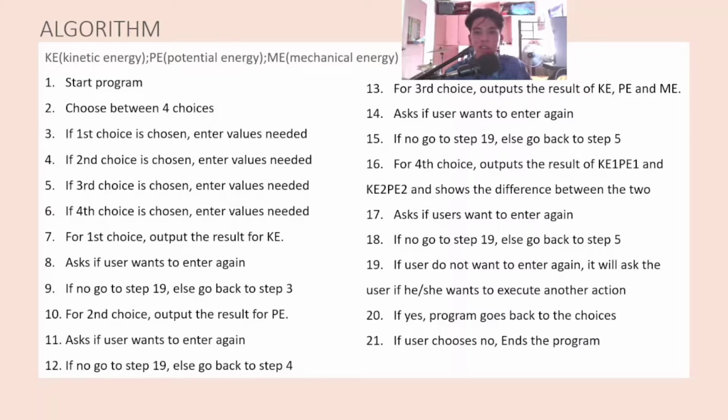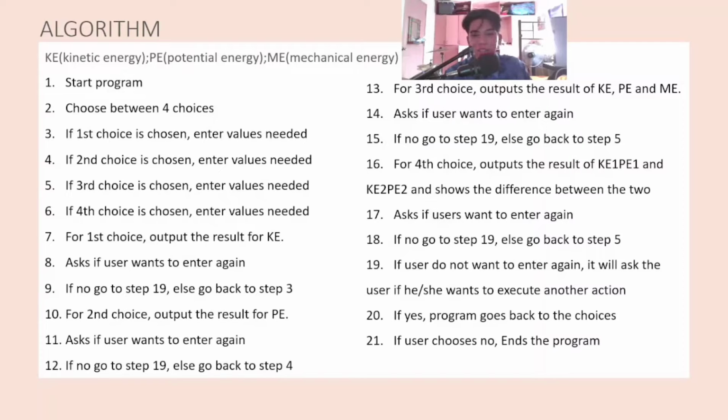For third choice, outputs the result of KE, PE, and ME. Then the same as if users want to enter again. If no, go to step 19, else go back to step 5. For fourth choice, outputs the result for KE1, PE1, and KE2, PE2, and shows the difference between the two. And then it will also ask if users want to enter again. If no, go to step 19, else go back to step 5.